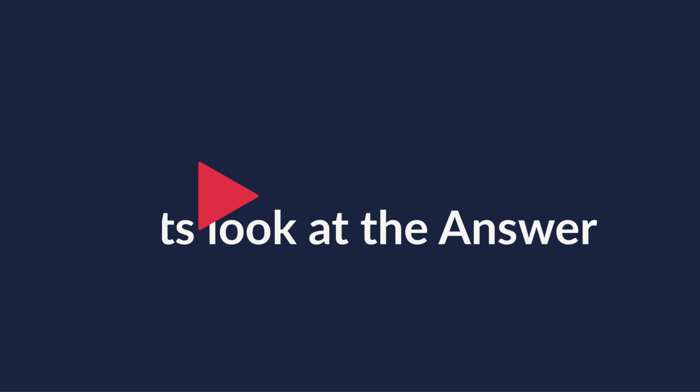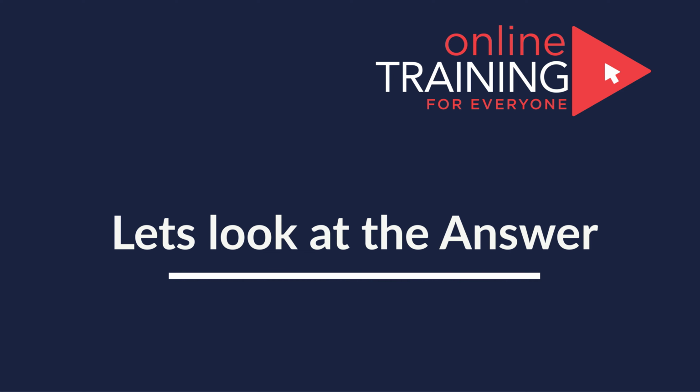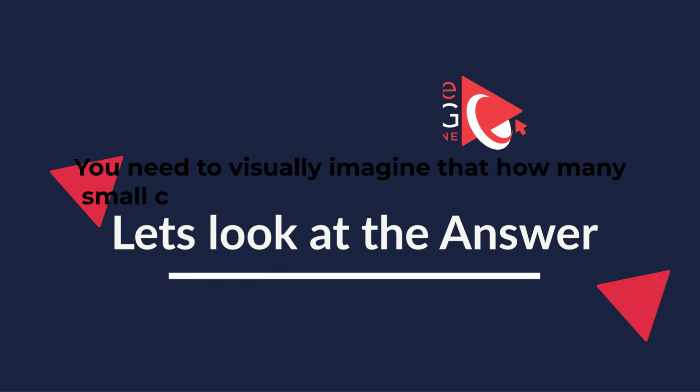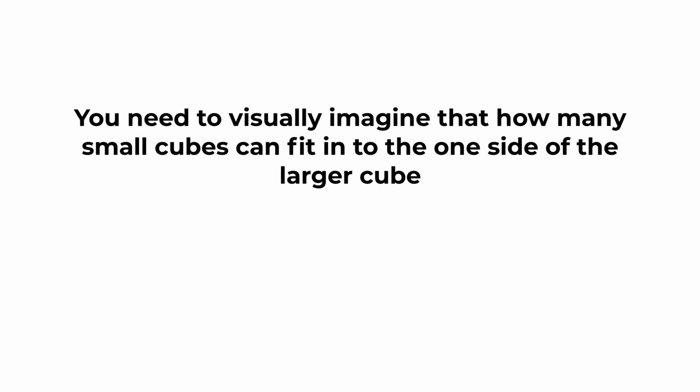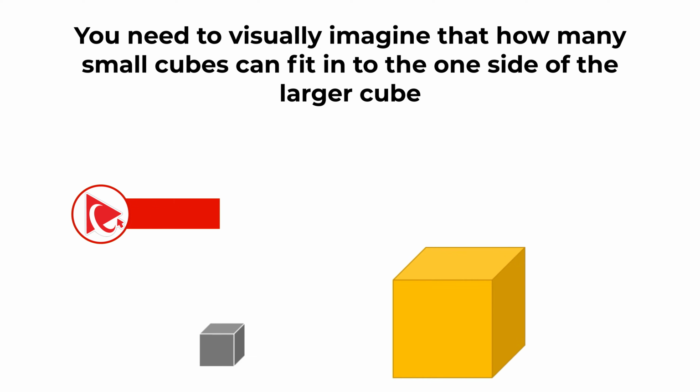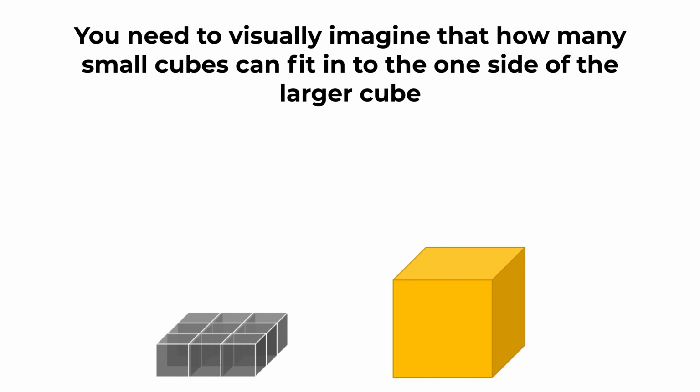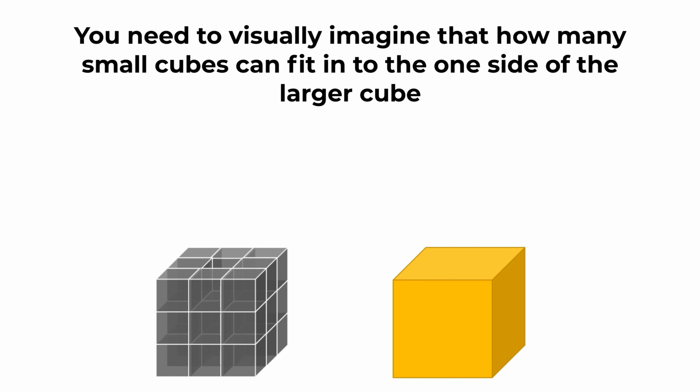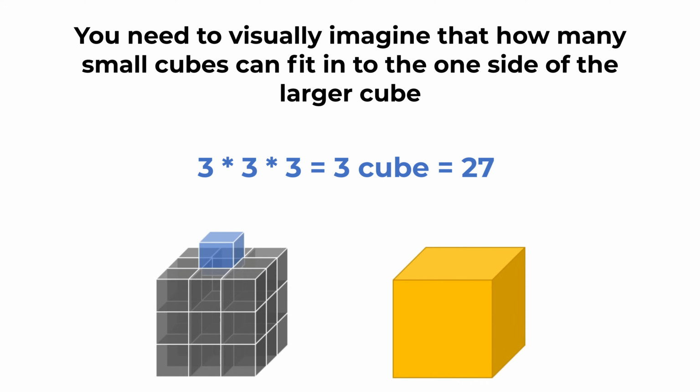To solve this challenge, you need to visually imagine how many small cubes can fit into one side of the larger cube. And the answer is that 3 small cubes can fit on each side of the large cube. And since the cube is 3-dimensional, the number of small cubes that can fit into the large cube can be calculated using the formula 3 multiplied by 3 multiplied by 3, which is equal to 3 cubed.